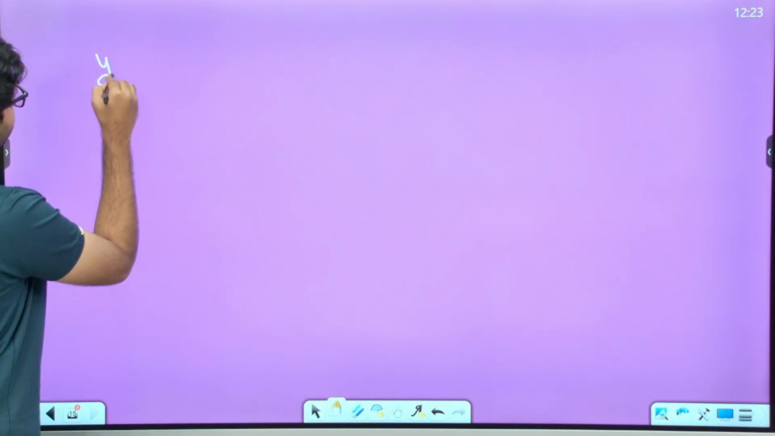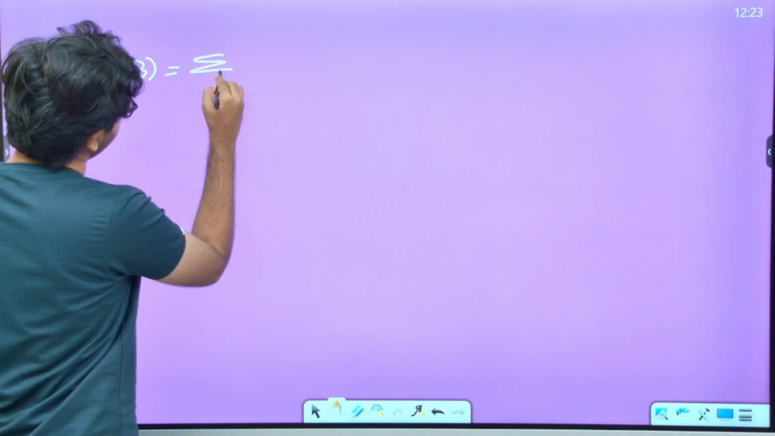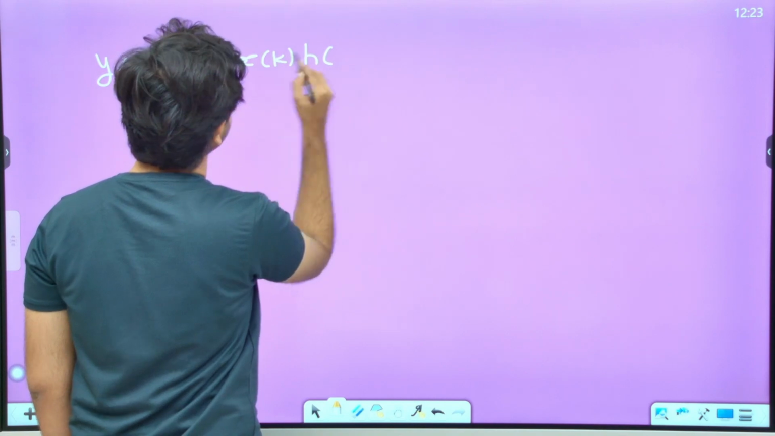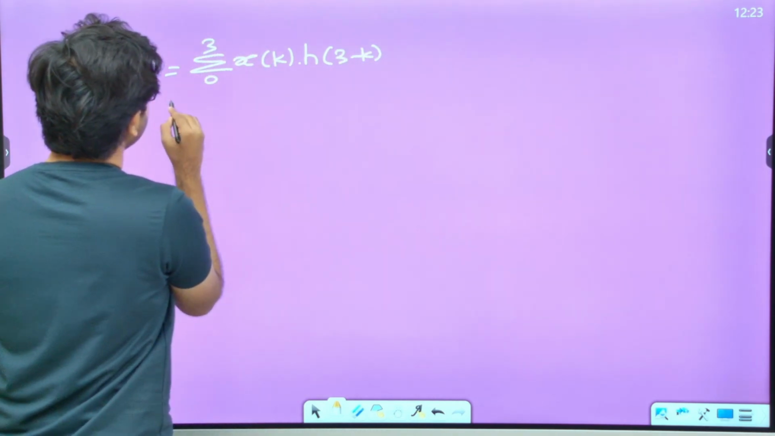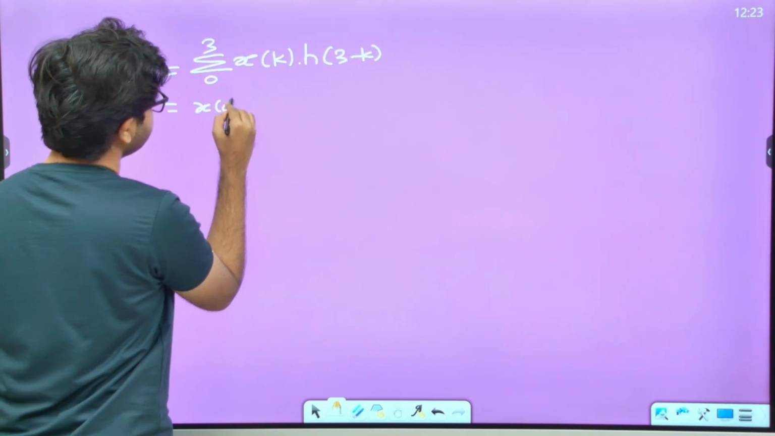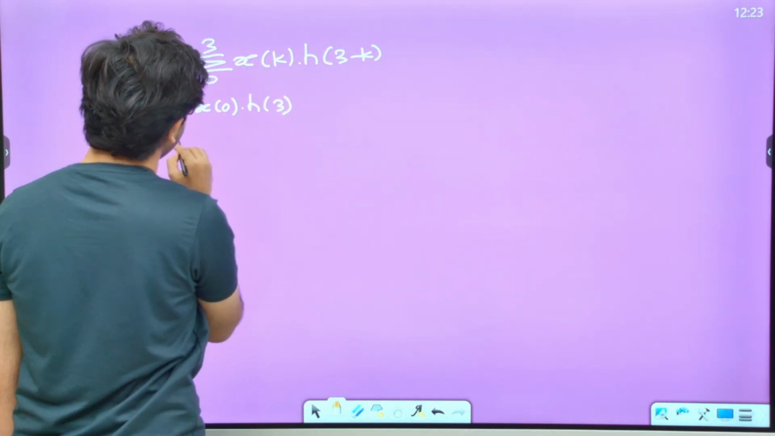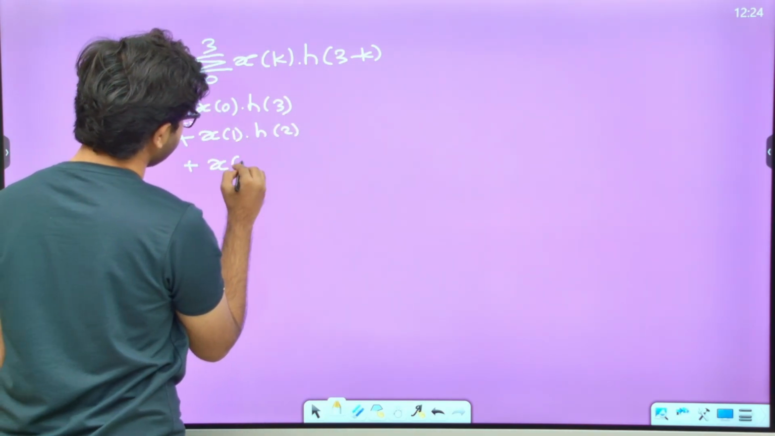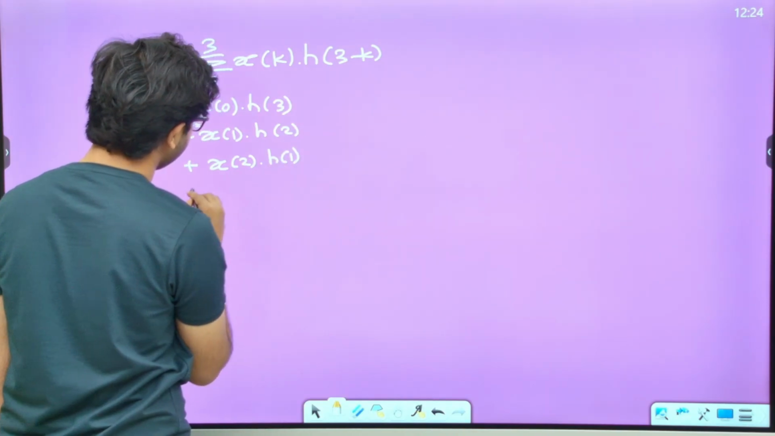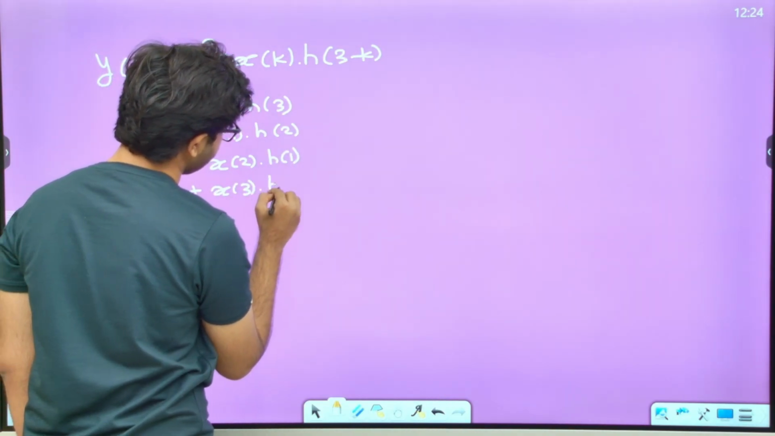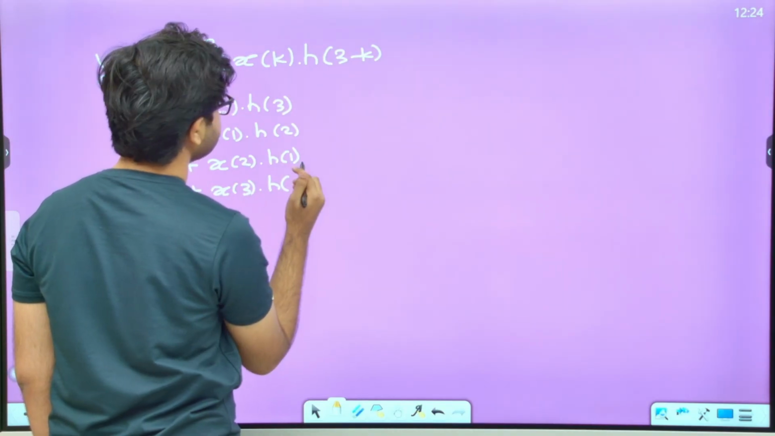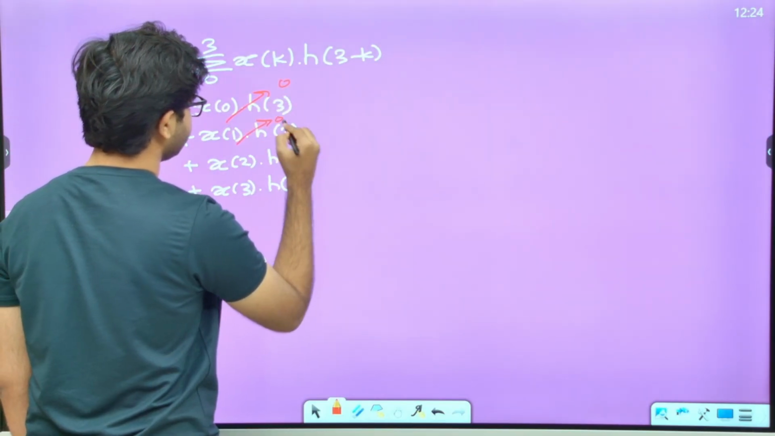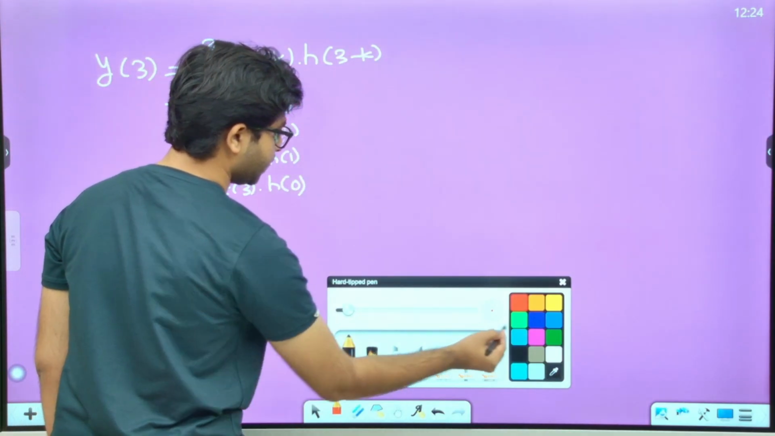Now y of 3. It will be summation from 0 to 3 x of k h of n minus k. N is 3 minus k. So it will be equal to x of 0, h of 3 will not exist, plus x of 1, h of 2, it will also not exist, x of 2, h of 1 plus x of 3, h of what is it? 0. So by decoding, this will be 0, this will be 0.